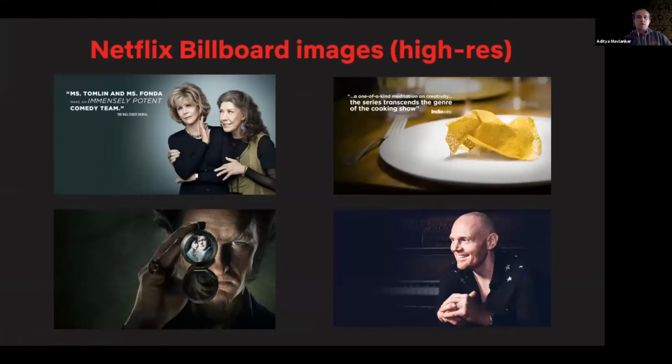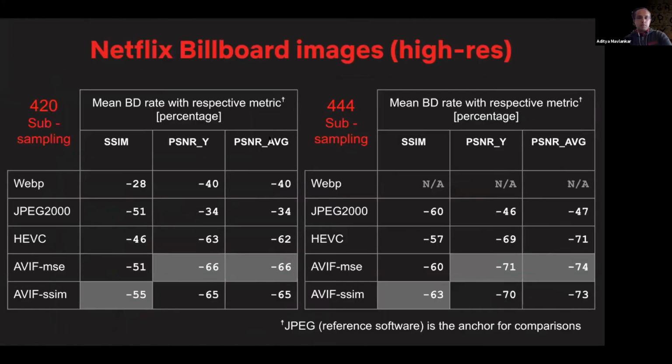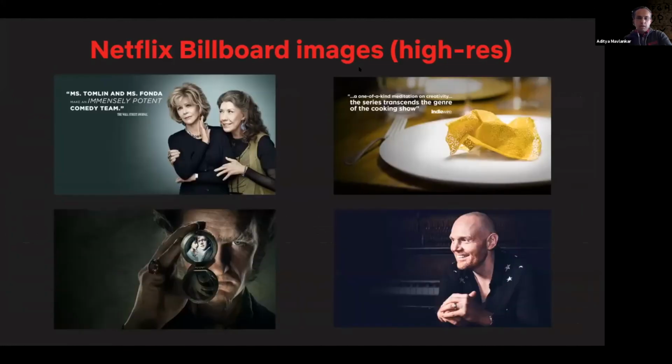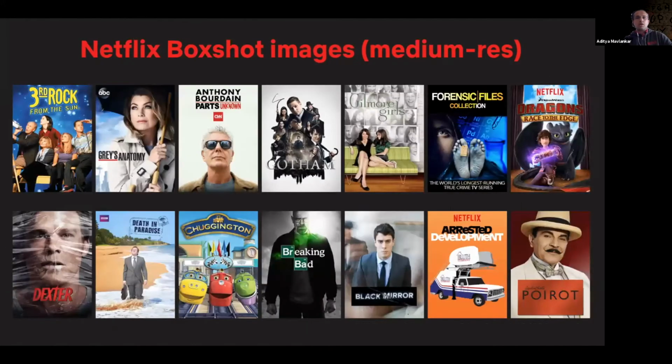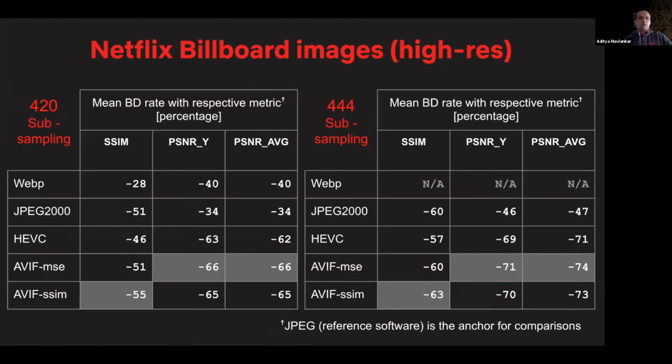I want to report results for a couple of image types, or canvas types, if you will. One is the billboard images, which are sort of high resolution. And then also box shot images, which are lower in resolution than the billboard images, and they kind of serve a different purpose. So anyway, here are the results for the billboard images.